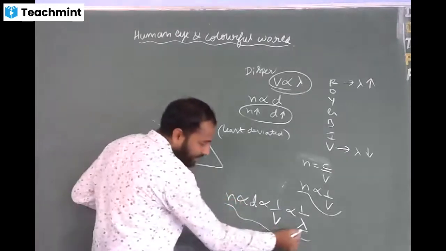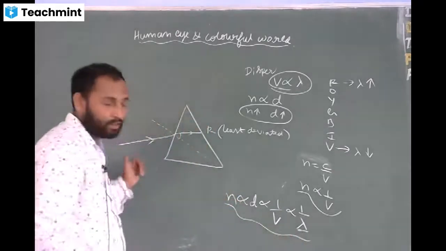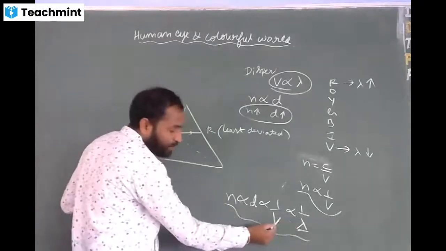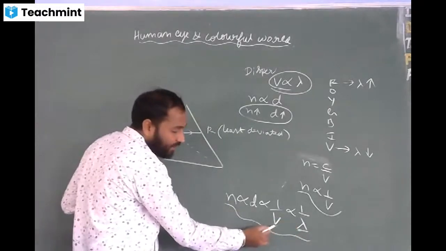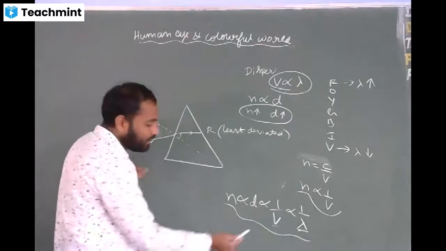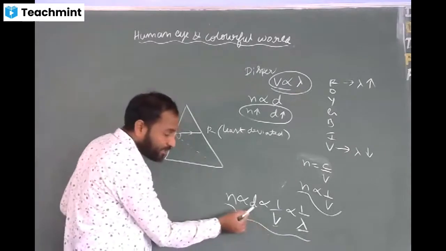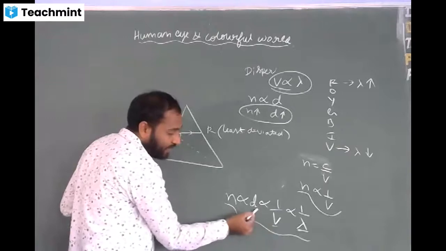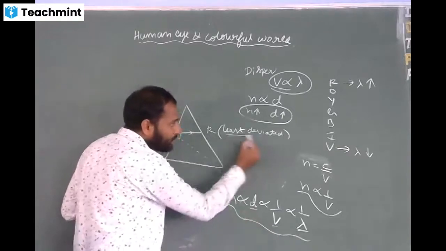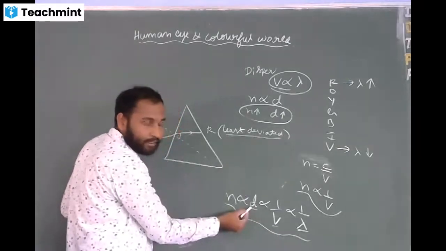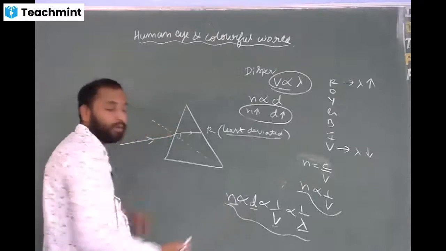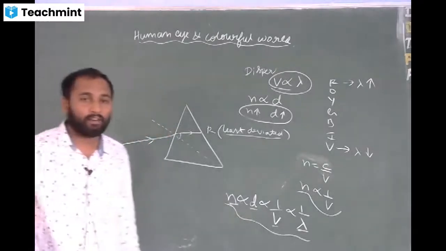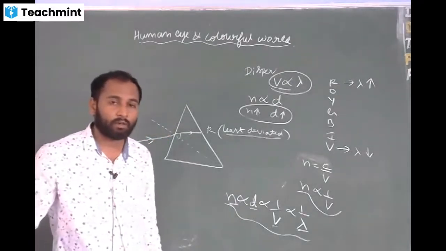See, wavelength of red is more. Since wavelength is directly proportional to speed, speed of red colored light is more. Since speed of light is inversely proportional to deviation, as speed of light is more, deviation will be less. That is why it is least deviated. And refractive index is also less. Understood now?